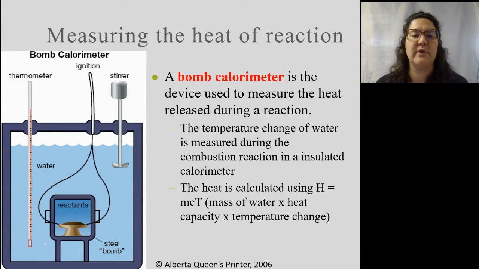So we can measure the heat of reaction using a bomb calorimeter. So this is a device used to measure the heat during the reaction. As we burn different reactants in an insulated chamber, then we calculate the change in the heat of the water around it. So because we know the specific heat capacity of water, we're able to calculate the amount of energy that was in those reactants due to the change of temperature in the water.